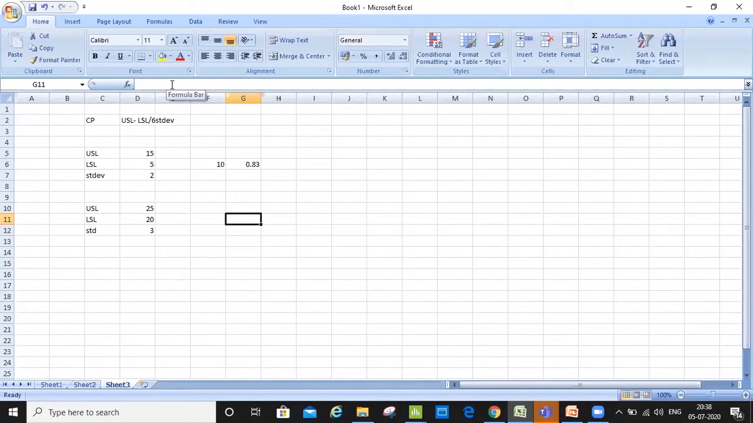0.27. Yes, 0.27. So it's 25 minus 20 divided by 18. It becomes a 6 sigma, 6 standard deviation. Okay, so that's how we calculate CP. So we have covered CP now. So CP has to be greater than 1.